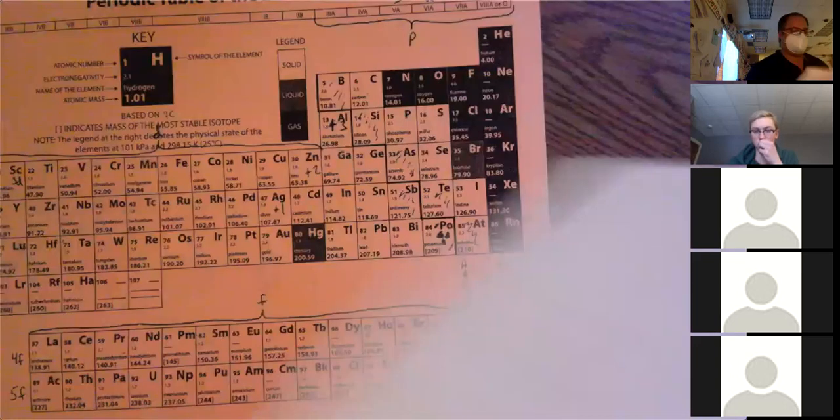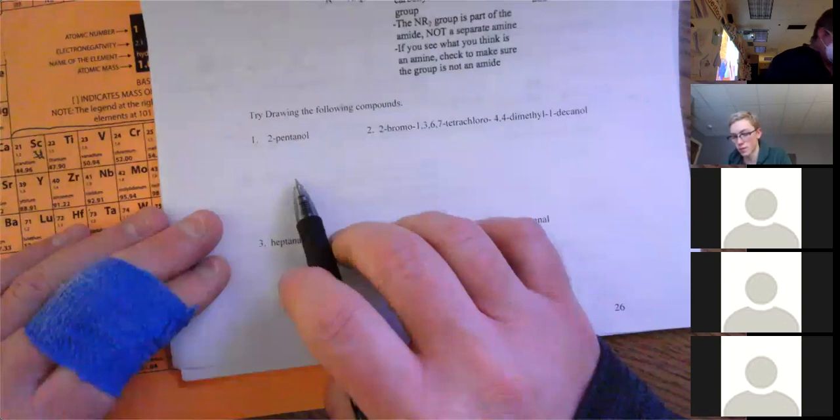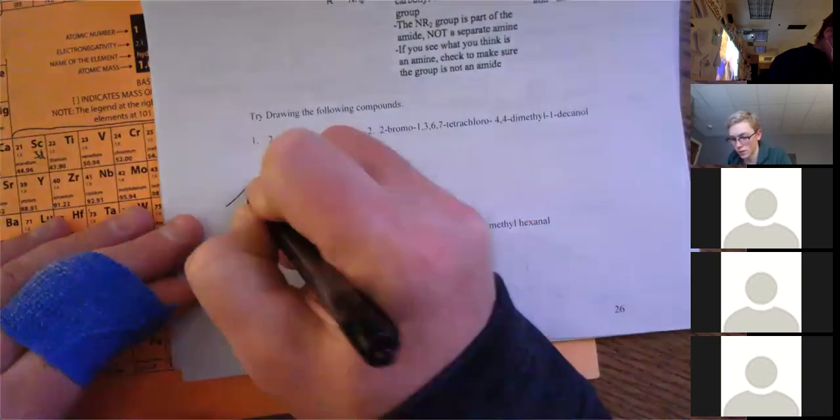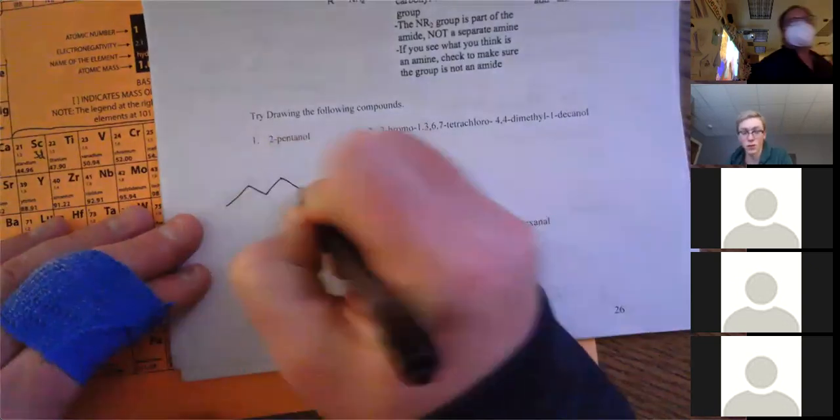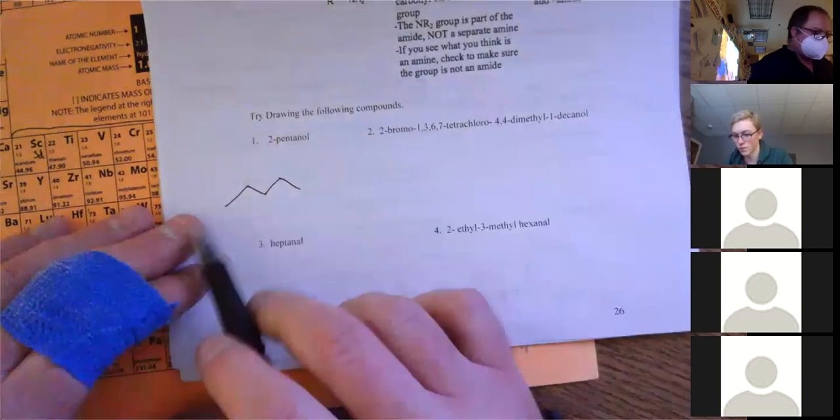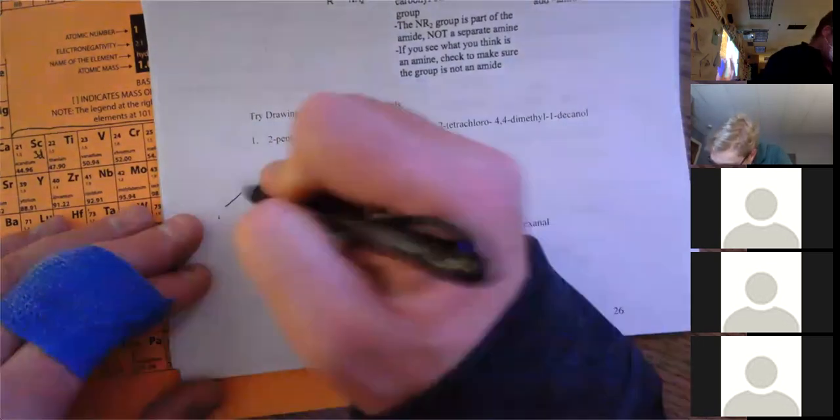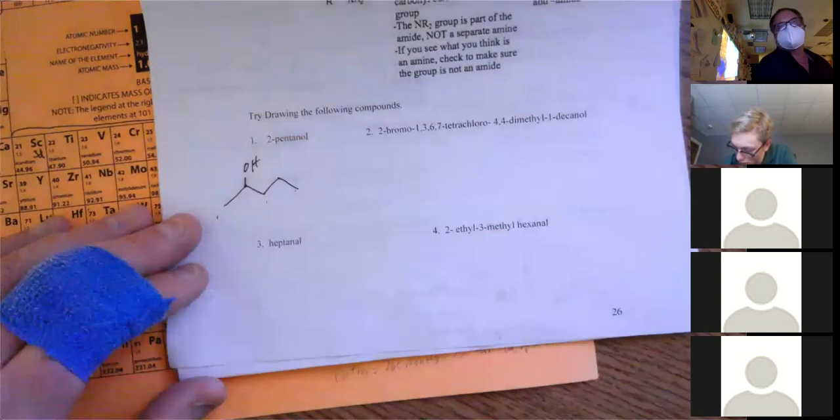Let's try a few before we go on to the other ones. I think we did this one yesterday too. Pentanol. So what's the main chain number? 5. 1, 2, 3, 4, 5. 2. We have an OH coming off.